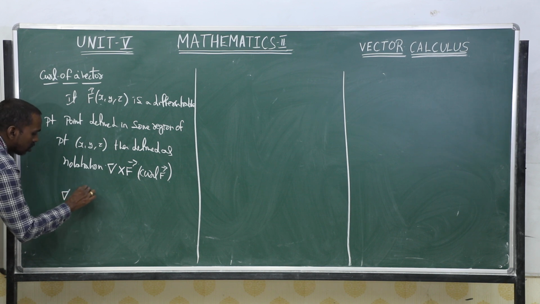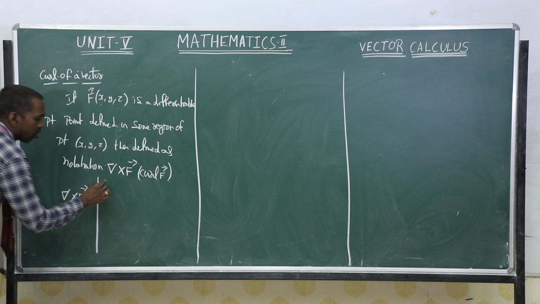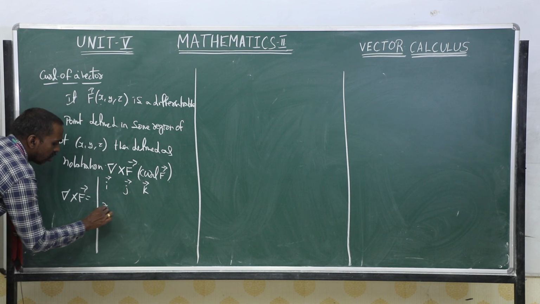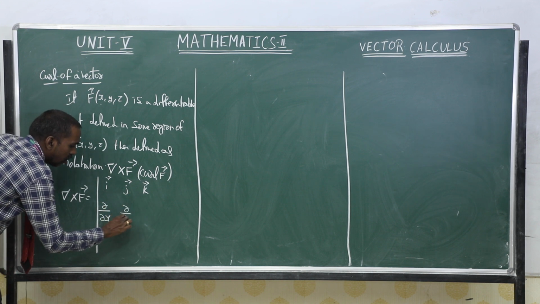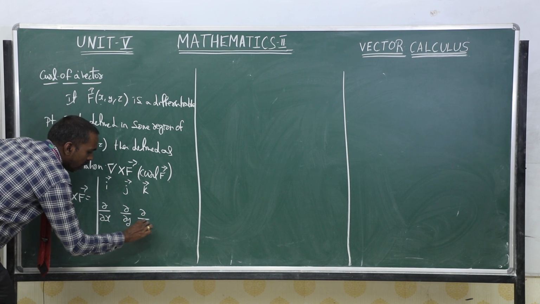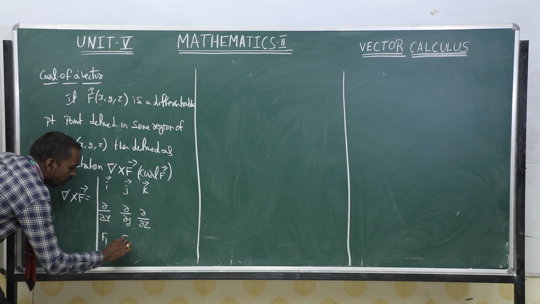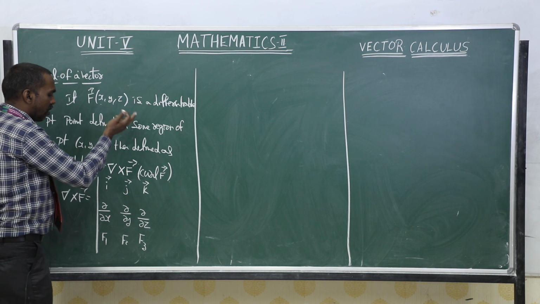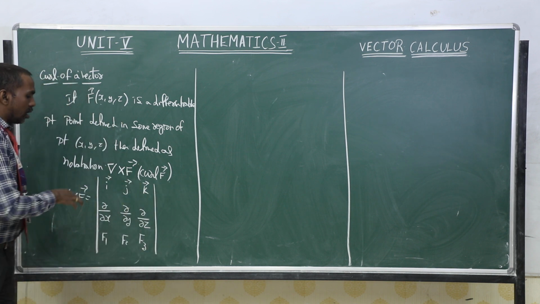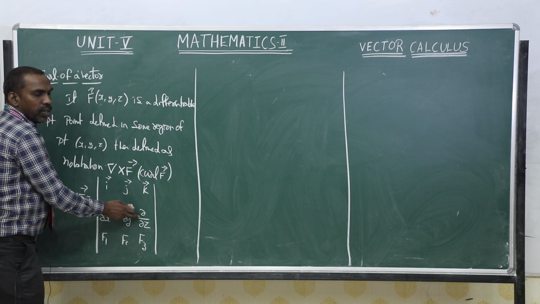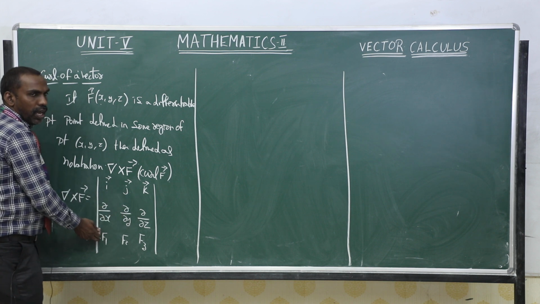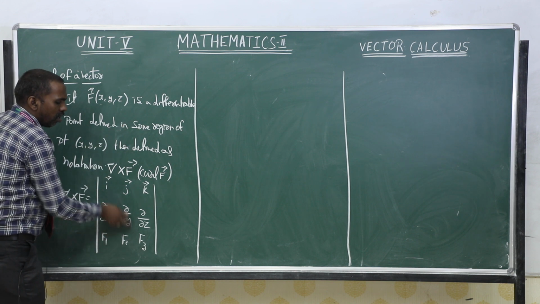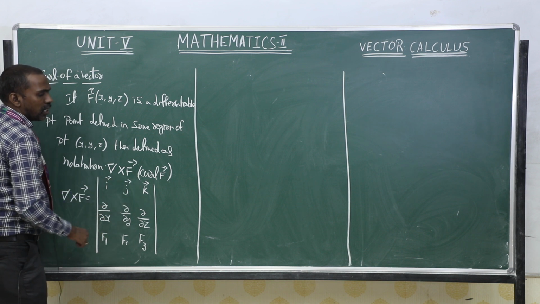It is a simple notation. Del cross F vector equals the determinant: here i vector, j vector, k vector; here dou by dou x, dou by dou y, dou by dou z; here F1, F2, F3. The given vector F can be defined in a matrix determinant. The coefficient of i will be F1, of j it will be F2, and of k it will be F3. Finally, we have to find the determinant of this.